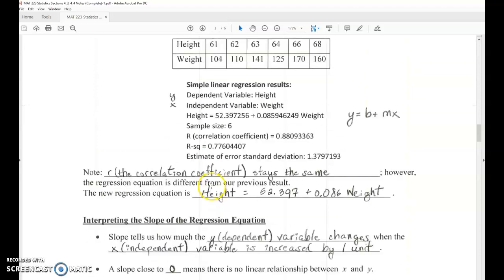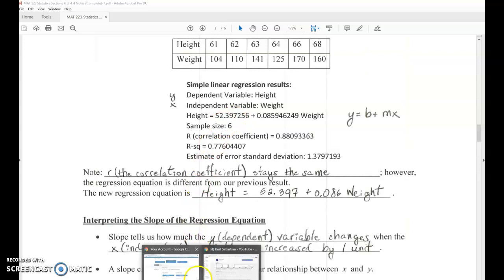Okay, so here's the table again. But now I'm going to switch them up. I'm going to let weight try to predict height. In other words, I'm going to let weight be the x variable or the independent variable and height be the y variable. And you see that the regression line equation is significantly different.